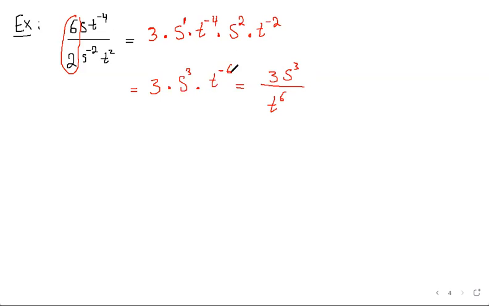I can move the t with the negative power to the bottom. I move it down and I change it to the positive. Another example. Any question for this one?